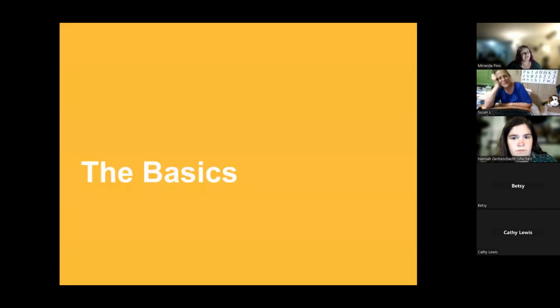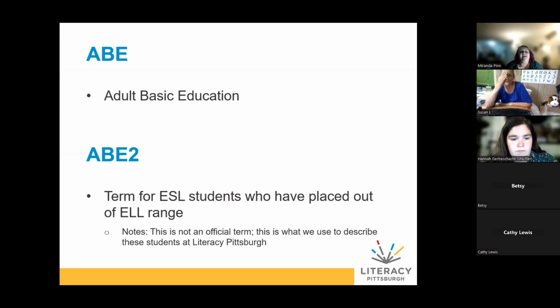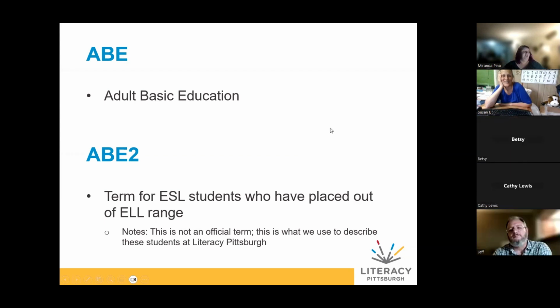So to start the basics, we have ABE, which is Adult Basic Education. And an ABE student is any student who is American born and is studying for goals such as GED or entering college, any program like that.